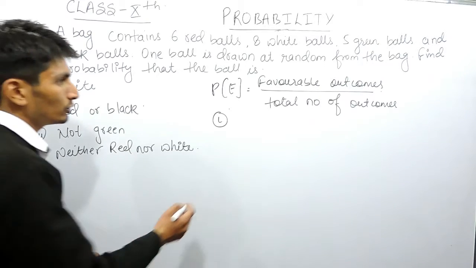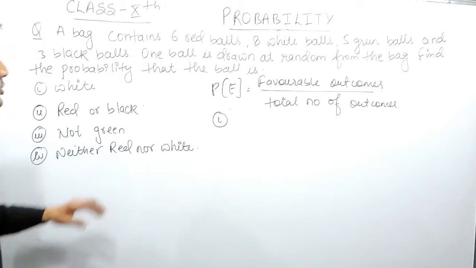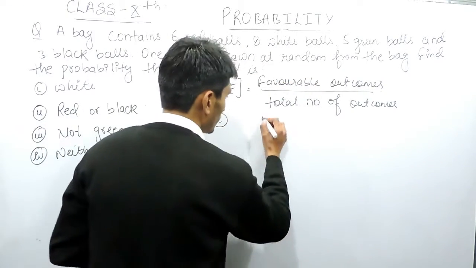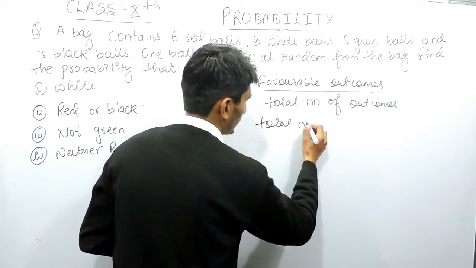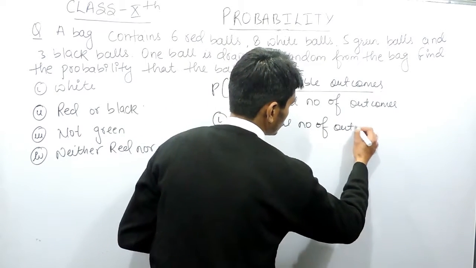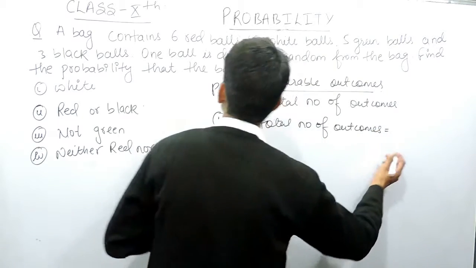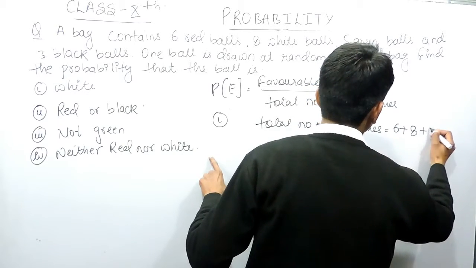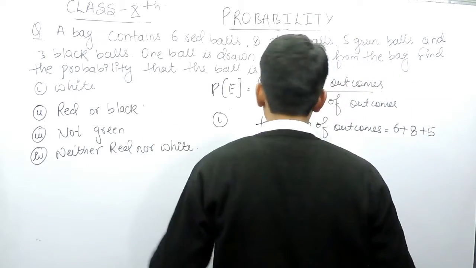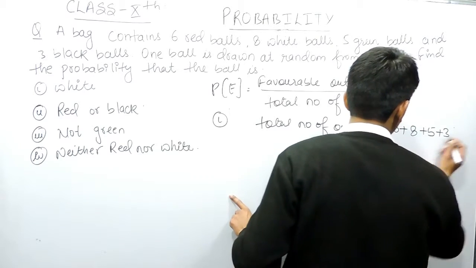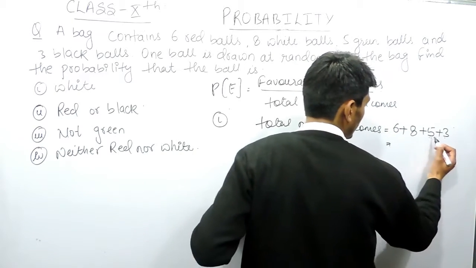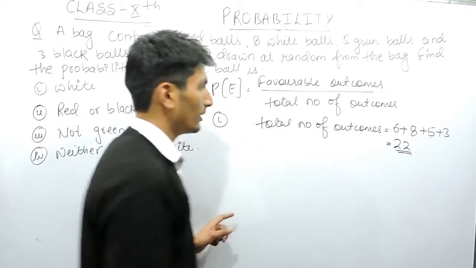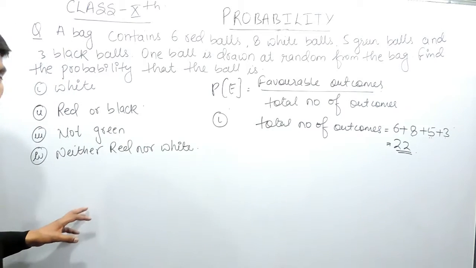So in this case, the total number of outcomes will be equal to the sum of all these balls. So here the total number of outcomes will be equal to 6 plus 8 plus 5 green balls and 3. So this is 8, 16 and 22. So here the total number of outcomes for this particular question is 22.